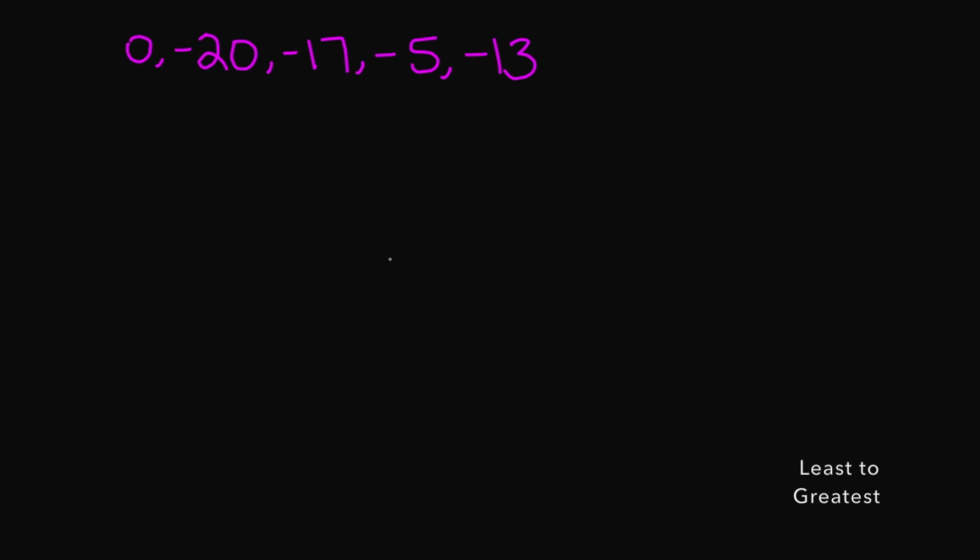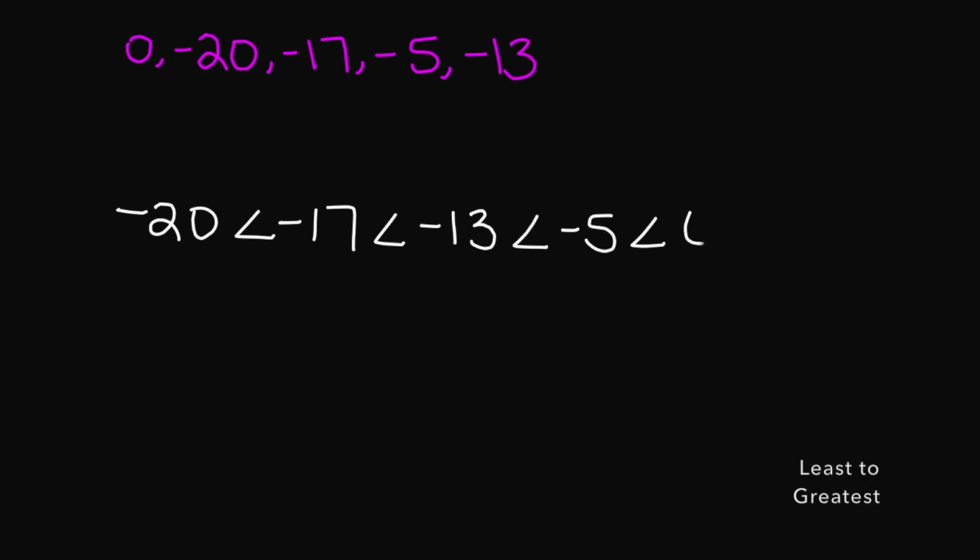First, we're going to have our -20. -20 is less than -17. -17 is less than -13. -13 is less than -5. And then -5 is less than 0. So if you were listing these numbers from your smallest number to your largest number, you are going to see that -20 is the smallest number, and then 0, of course, is going to be your largest number here. So -20, then -17, -13, -5, and then 0.